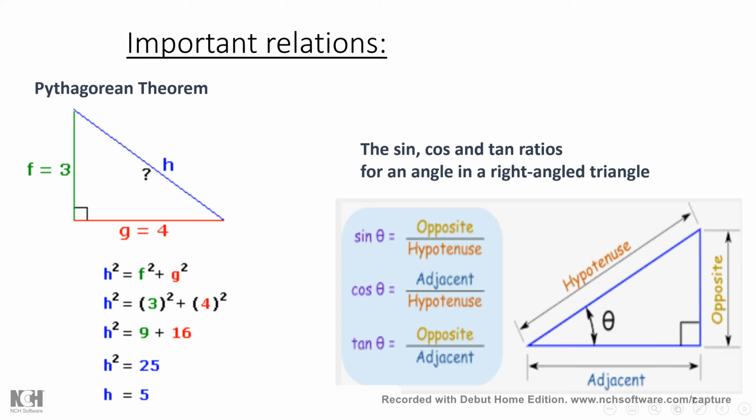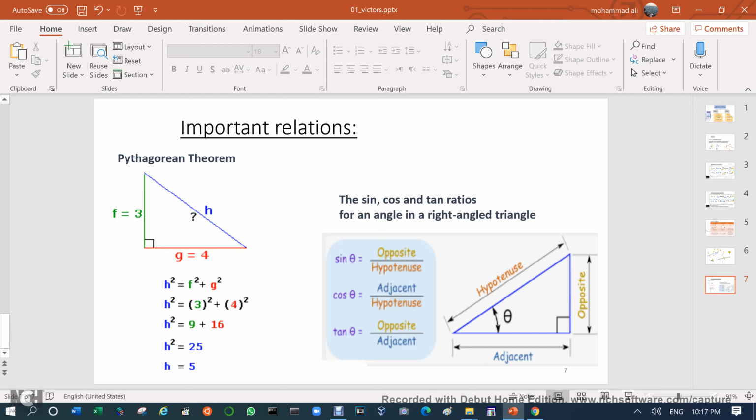And you need to know how to find sine theta, cosine theta and tan theta. For example, sine theta is opposite over the hypotenuse, cosine theta is the adjacent over the hypotenuse, and tan theta is the opposite over the adjacent. We will use these relations many times in the future, and I think you will be fine with them. Thank you.